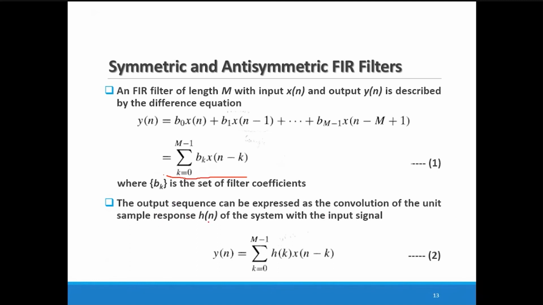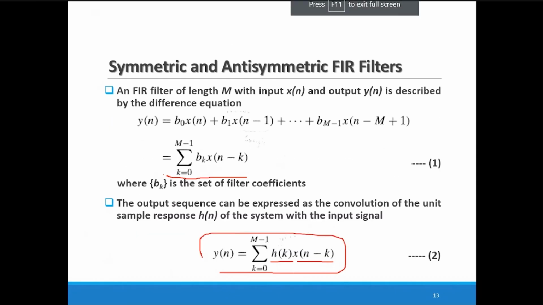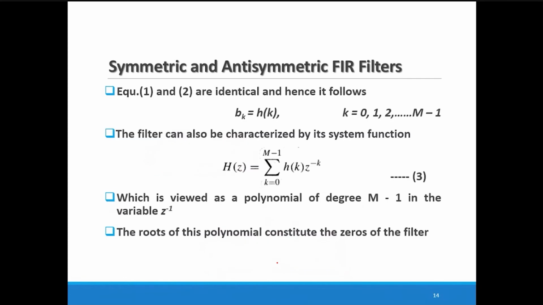The convolution between the unit sample response and the input signal is h of k times x of n minus k. When you compare these two equations, equation 1 and equation 2, we can simply say that these bk coefficients are the same as your filter coefficients h of k. We already discussed this when we discussed the structure of the FIR filter. So equations 1 and 2 are identical, and hence it follows that the bk coefficients can be represented as h of k, where k has the values 0, 1, 2 up to M minus 1.